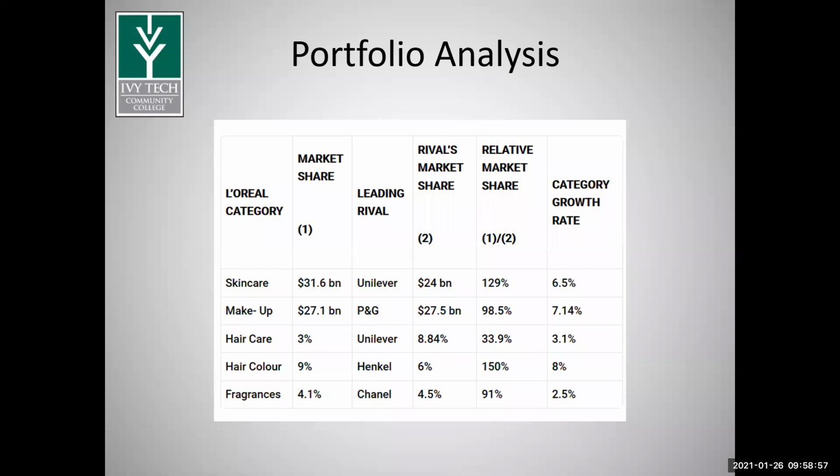Same thing with makeup. It looks like they're number 2 behind Procter & Gamble, in a growing market. I think we're looking at a star again, aren't we? It's one of the biggest players in a growing market. We go down and look at hair color. They have 9% of the market, which might be bigger than their next biggest rival, but 9% of the market, and it's the fastest growing market of any of their product lines. That'd be a question mark. Absolutely, that's a question mark.